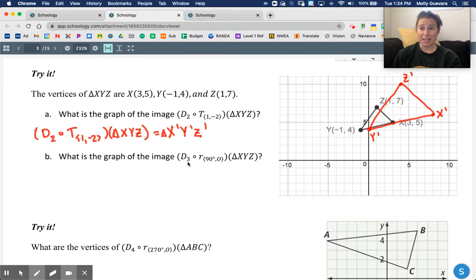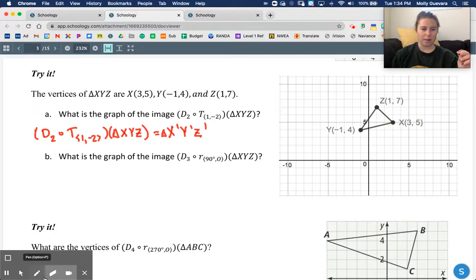Okay. The next one says, what is the graph of the image if I rotate it 90 degrees and then dilate it by a factor of 3? So I'm going to go ahead and erase this red one just so that we can kind of keep our facts straight, but I don't think that you should erase it on your paper. So I'm going to do this one in blue.